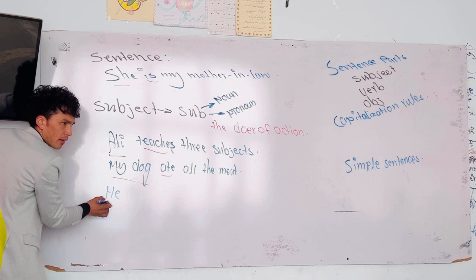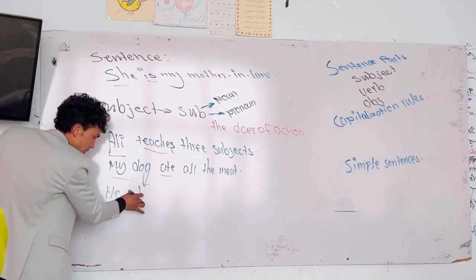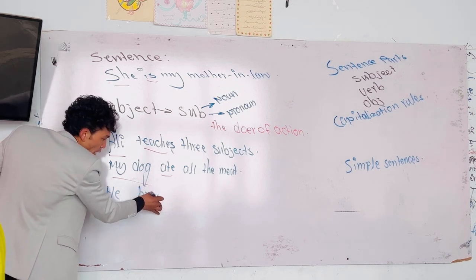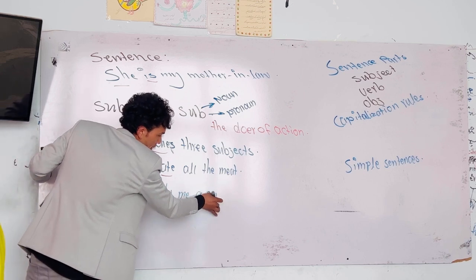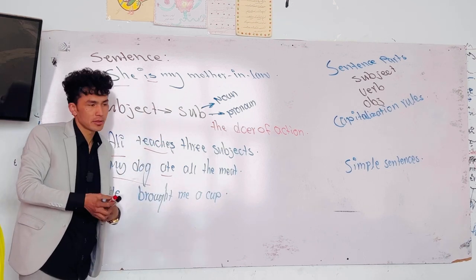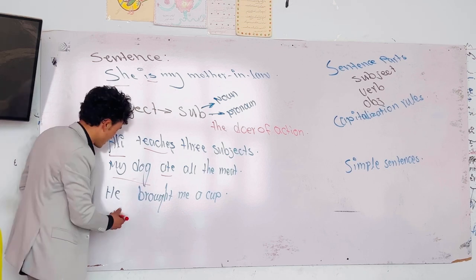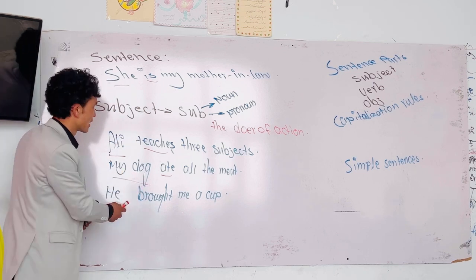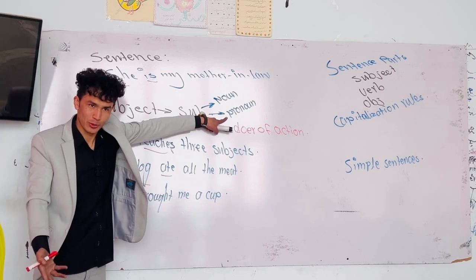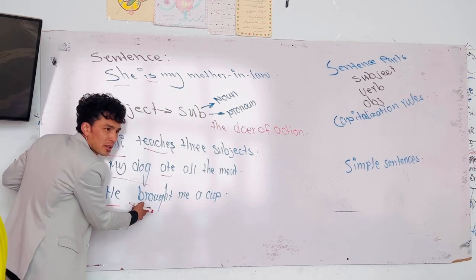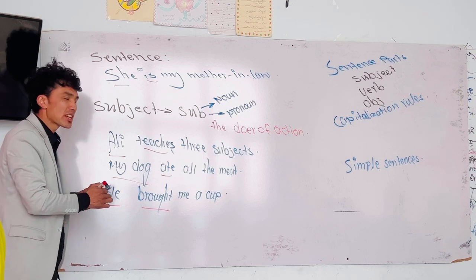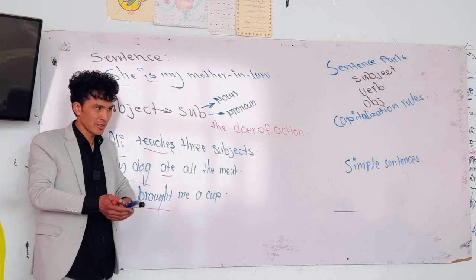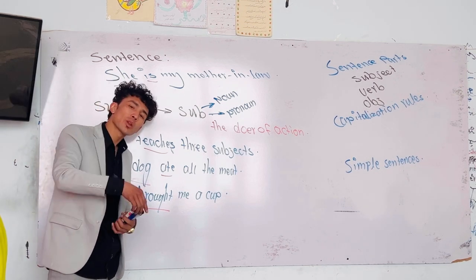He, for example, he brought me a cup. He brought me a cup. What is the subject here? He. He is the subject. He is a pronoun. So I told you, brought. What is brought? It is an action, which is done by the subject. You got it? Keep one more thing in mind.